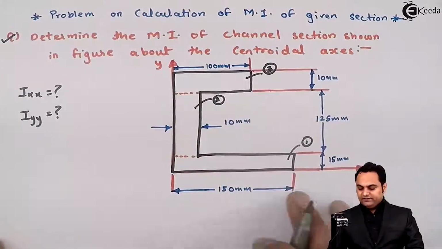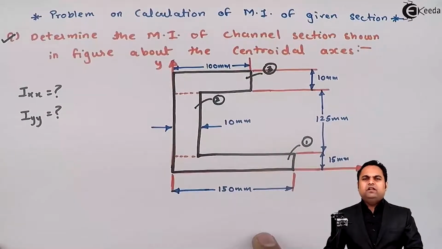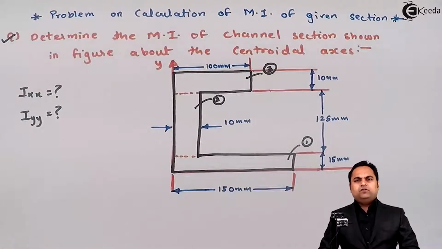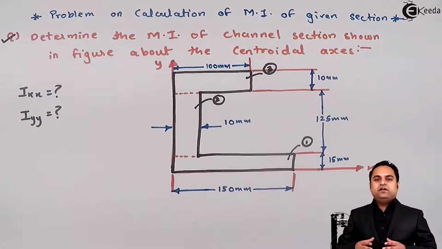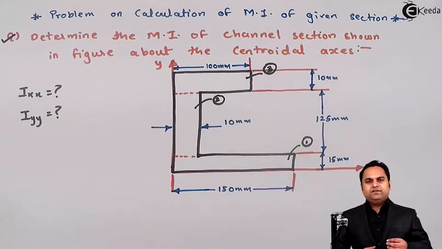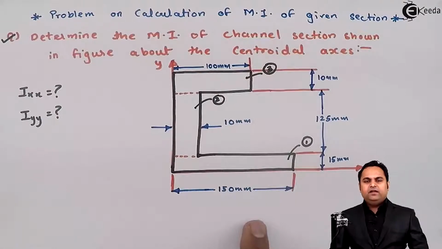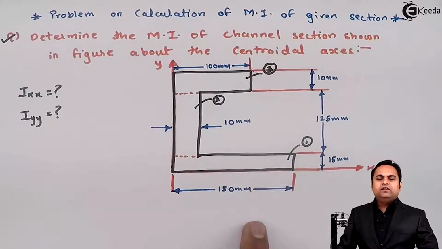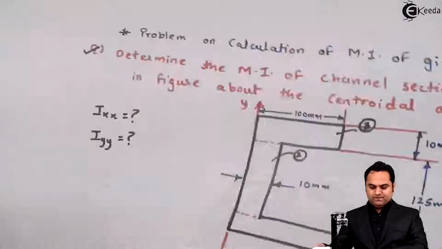So after dividing it into three rectangles, now we are going to calculate the values of x bar and y bar, because we want to locate the x-axis and y-axis. And once we have located the x and y-axis, we can say that the centroid has been located. For finding the MI, the first thing required is the centroid. So let us get started in this problem.